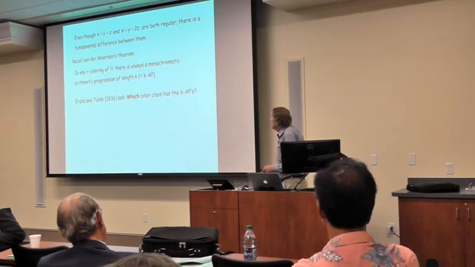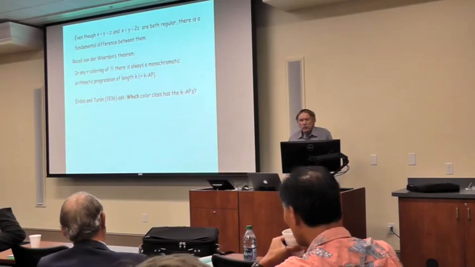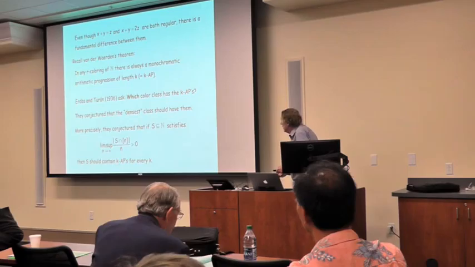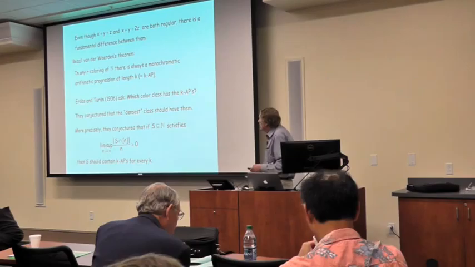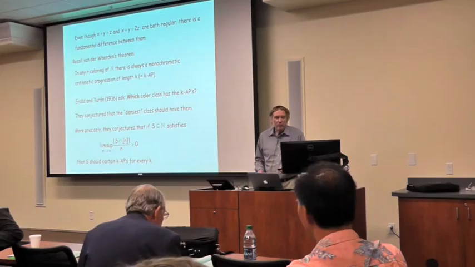Now, van der Waerden's theorem says that in any r-coloring of the integers, you must get an arithmetic progression of length k in a single color. And Erdős in turn asked, which color class has them? They made the natural conjecture that the densest class should have them. By that, we mean you take a subset S of integers and look at the upper density, the lim sup of the number of integers in S that are less than or equal to n, divided by n. If that's positive, that should be a possible way to give k-term arithmetic progressions.